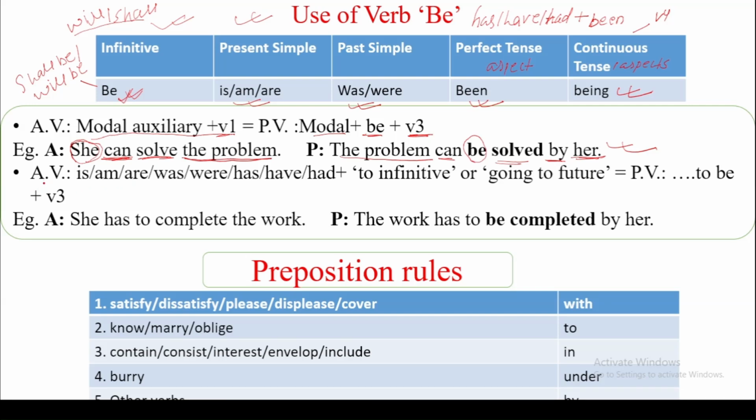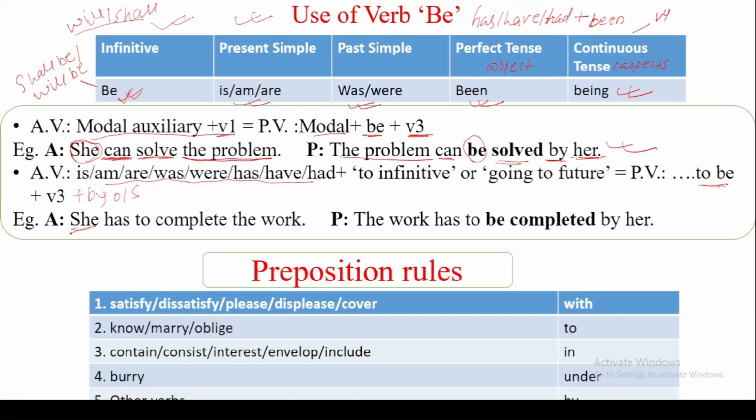Now look at another case. If there is is, am, are, was, were, has, have, had plus to infinitive or going to future in active voice, we use the same auxiliary verbs, is, am, are, was, were, has, have, had, plus to be plus V3 plus by plus object as subject. Look at this example. She has to complete the work.